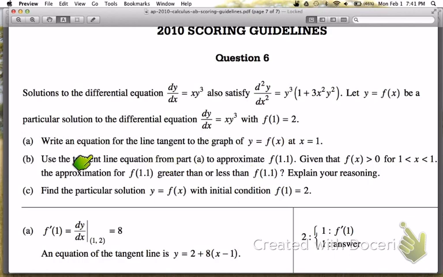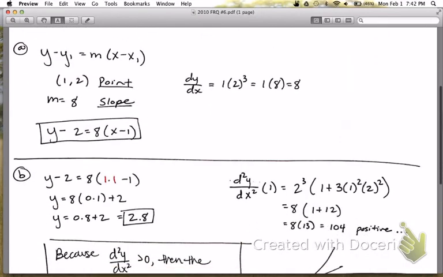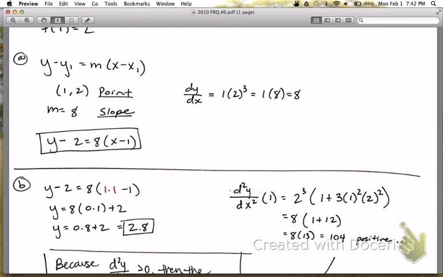So it says use the tangent line that we just found to approximate f of 1.1. So I literally want to plug in 1.1 here to x. So let's do that. When I plug in 1.1 right here, I get 1.1 minus 1, that's 0.1, and then multiply that times 8, that's 0.8, and then add 2, so it's 2.8.